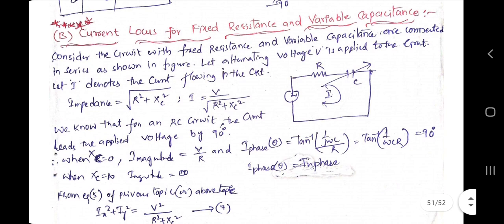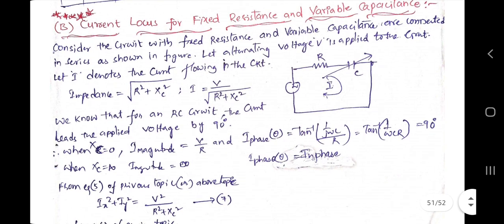Next, the fixed resistance and the variable capacitance. Here they consider the circuit with the resistance fixed and a variable capacitor, so the XC value should be varied. In a similar process, the impedance is equal to the square root of R square plus XC square, so the current passing through the circuit is V by the square root of R square plus XC square.